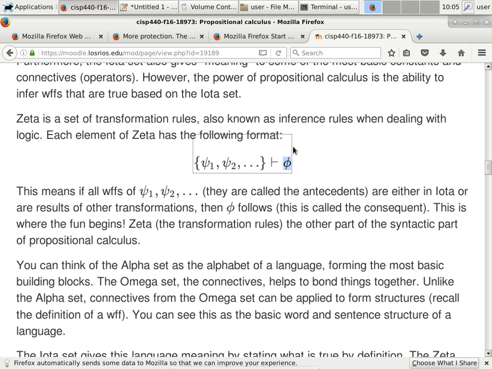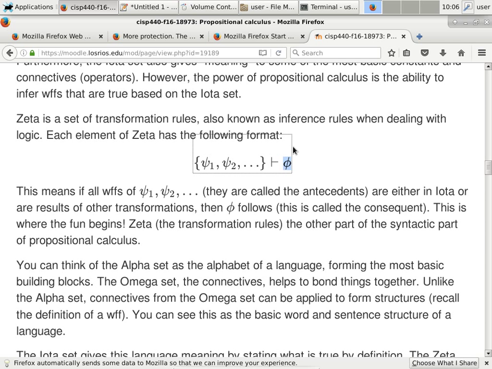Now, is inferring the same thing as implying? They are related, but they are not exactly the same thing. So we'll talk about what the exact relationship is between those two. Probably not today, probably on Wednesday.